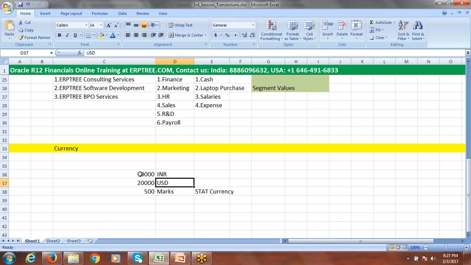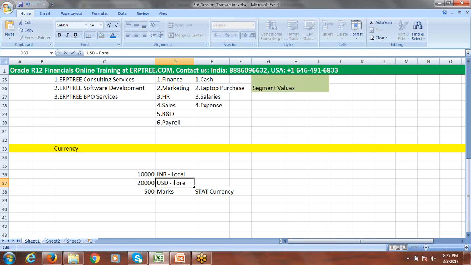Now let's take a simple point. Say we are running the business in India. If you are running the business in India, what is our local currency? INR. So INR you can call as local currency. We are not doing any business in the US. If you are doing the business in India, another country's currency we always call foreign currency. USD is foreign currency for us.